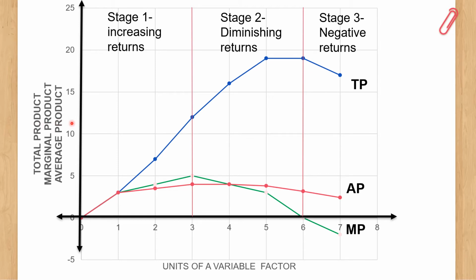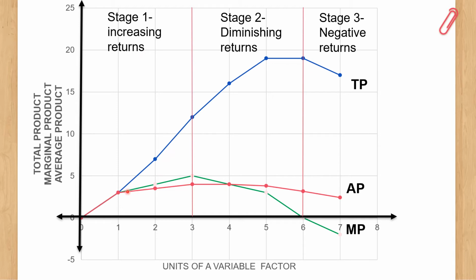We see in the diagram there are 3 stages happening in this process of production in the short run. Well, let's see what happens in stage 1. Stage 1 is called the stage of increasing returns because throughout, when total product starts from 0 and right up till this point where marginal product is at its highest, total product is increasing at an increasing rate. So we call it the stage of increasing returns for that reason.